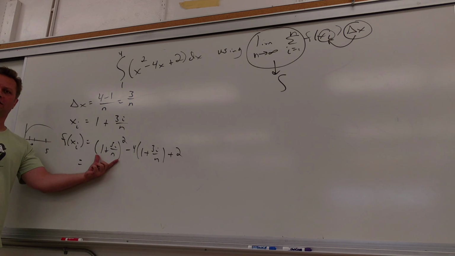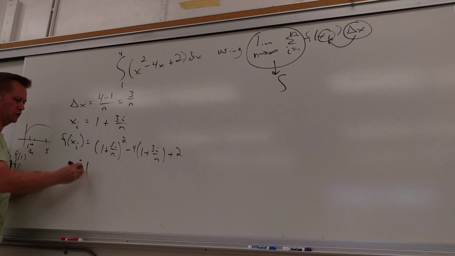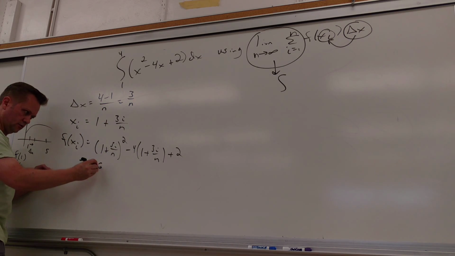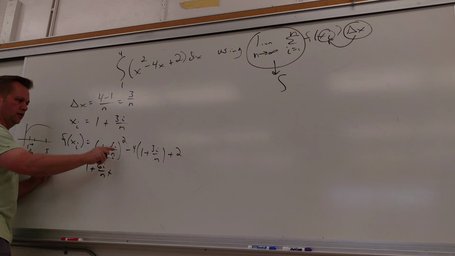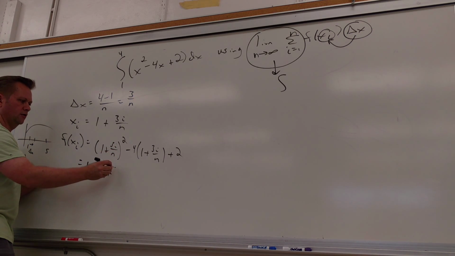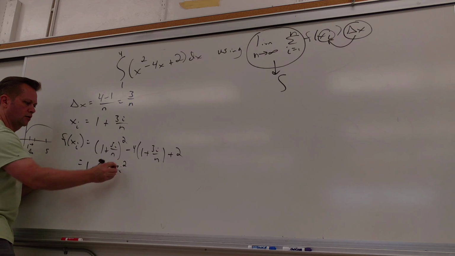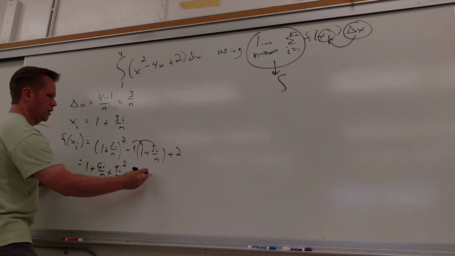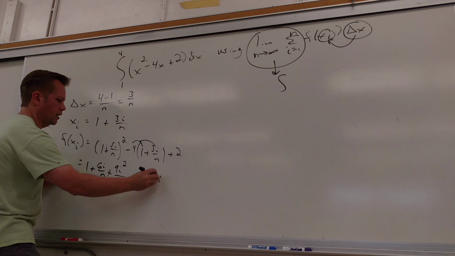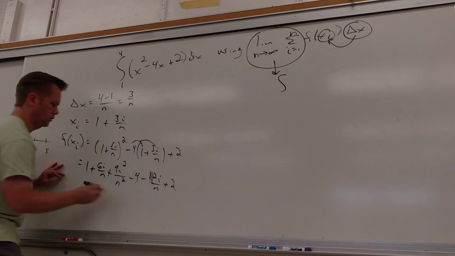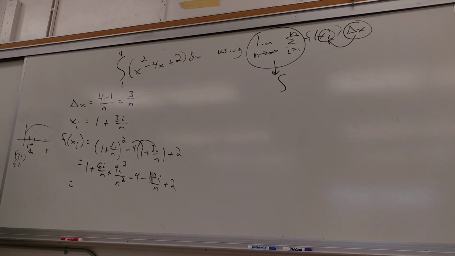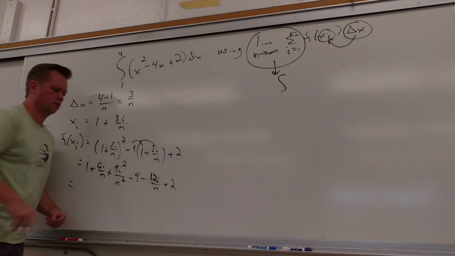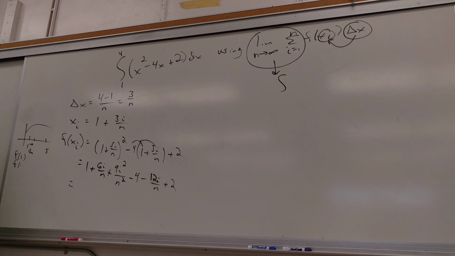You can FOIL this without actually writing all the steps down, right? 1 times 1 is 1. 3i over n, 3i over n, so it's going to be plus 6i over n. This times itself: 9i squared over n squared. Good. Minus 4 minus 12i over n plus 2. So, negative 4. Now just put your stuff together, right?